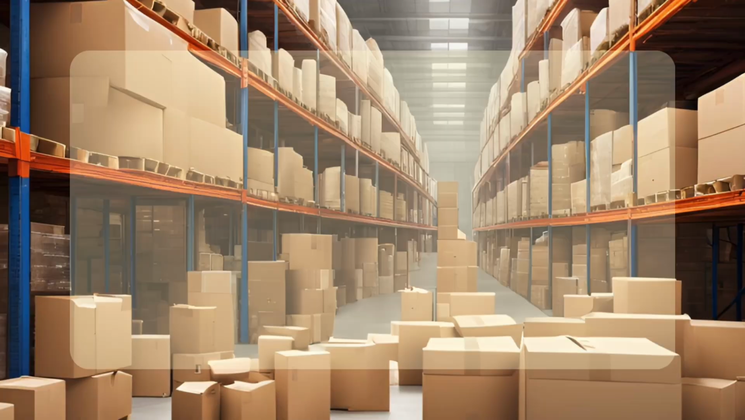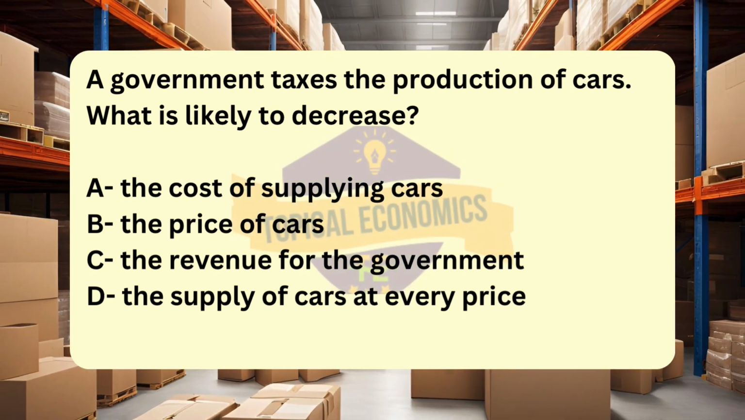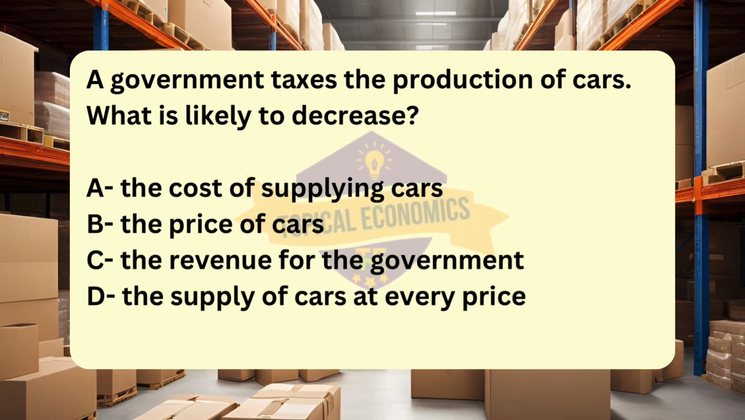Moving to the 10th question. A government taxes the production of cars. What is likely to decrease? A. The cost of supplying cars. B. The price of cars. C. The revenue for the government. D. The supply of cars at every price. Reference, 2016 May-June version 1.